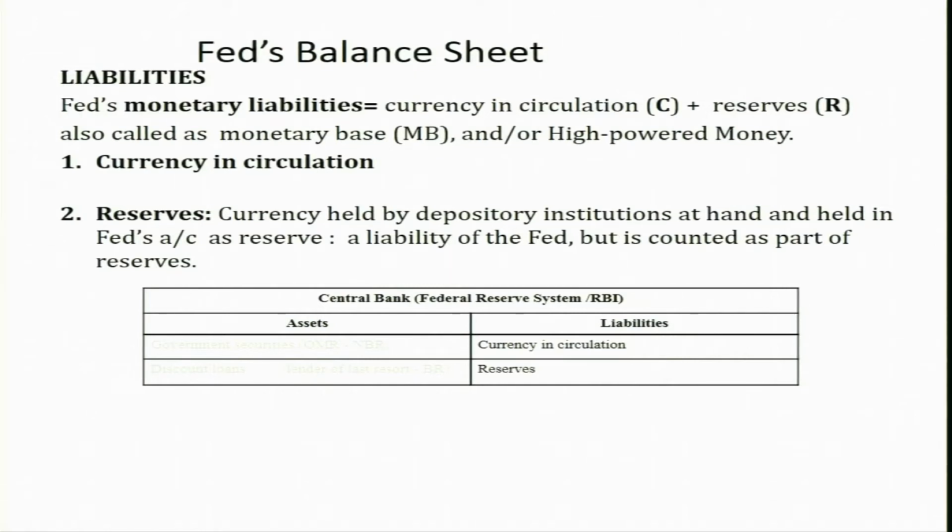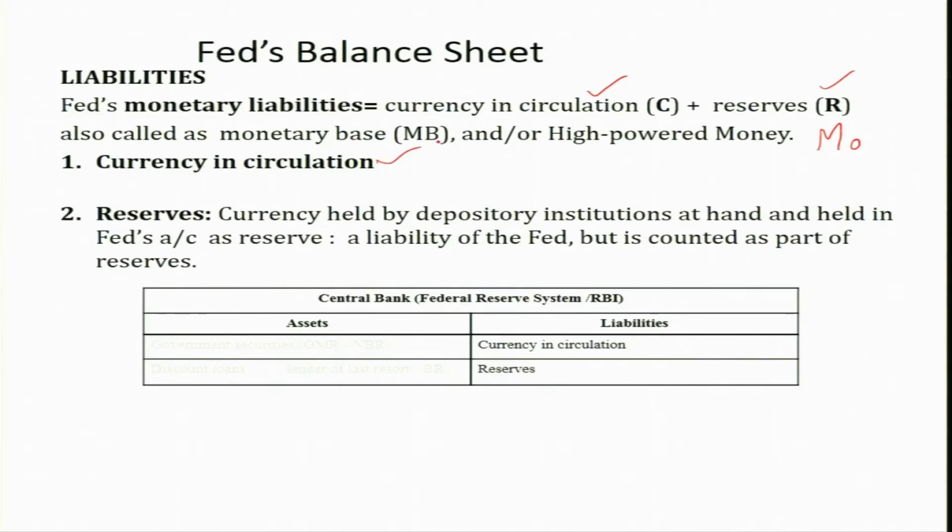Coming to the liabilities part, the Fed's liabilities have mainly two components: one is currency in circulation and the second one is reserves. This is also called the monetary base and also high powered money, and the definition that we gave earlier was M0 money. So, the monetary liabilities are equal to currency in circulation and reserves. Let us discuss this one by one.